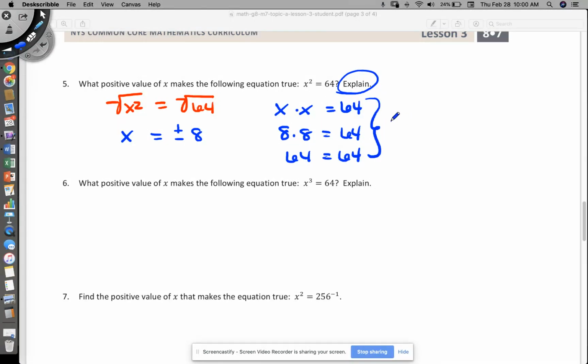This is what we are looking for in the explain. So you're going to also explain for number 6. 7, 8, and 9 you do not need to.